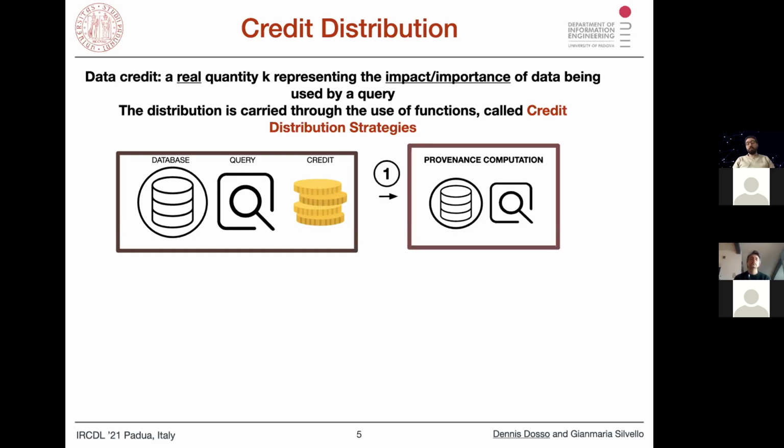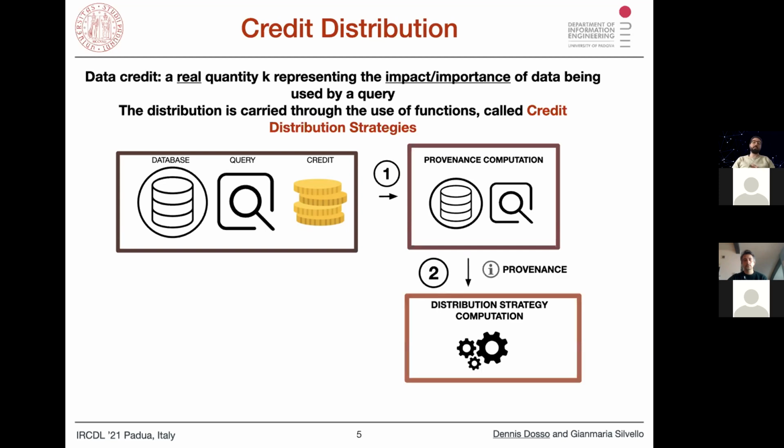Now, the first thing that we do is to compute the data provenance. So provenance is a form of metadata for data, and it helps to understand how data was created, where it comes from, its life cycle. And there are different forms of data provenance, but we focus on the forms of data provenance that help us to understand where the data are coming from, which parts of the input database are responsible for the production of the output. Once we have this provenance, we can compute what we call a distribution strategy.